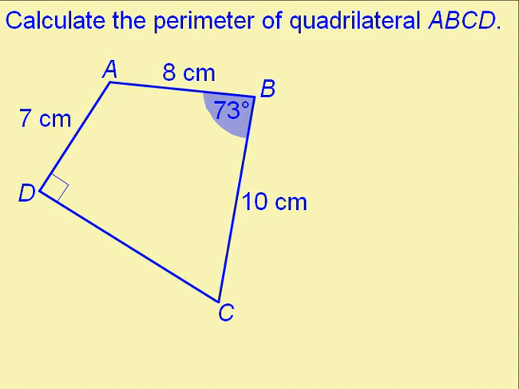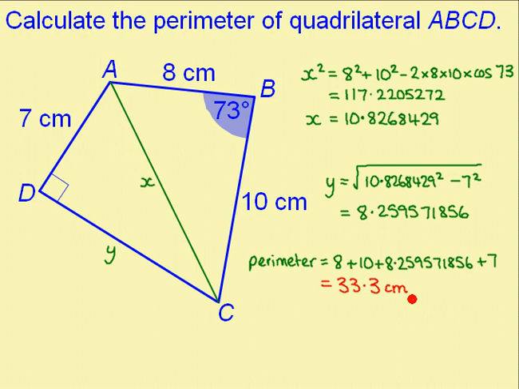Here's a very challenging question for you to try now. The only clue I'm going to give you is that you're going to have to use Pythagoras as well as the cosine rule. Press pause and have a go. When you're ready, press play. Here's the answer rounded to 3 significant figures.